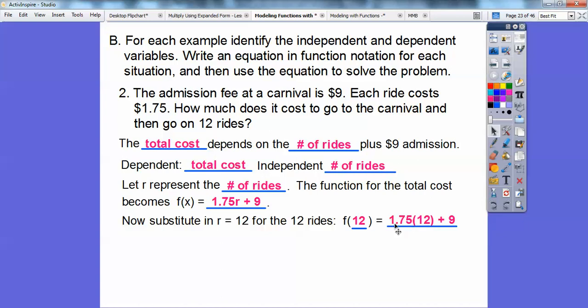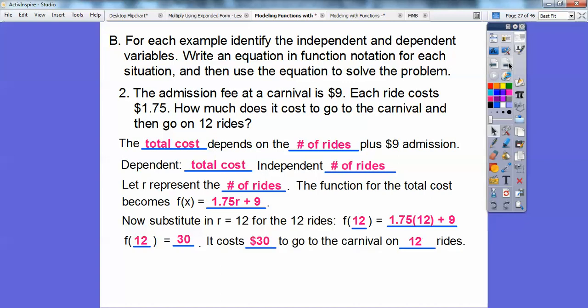So 12 times 1 is 12. 12 times 3 quarters, 1 quarter of 12 is 3, so 3 quarters would be 9. So 12 plus 9 is 21. So 21 plus 9, f of 12 is going to be equal to $30. All right, let's answer the question. The total cost is $30 to go to the carnival and go on 12 rides. So $9, and then the rest of the money, the $21, comes from the 12 rides. All right, let's try another one, you guys.